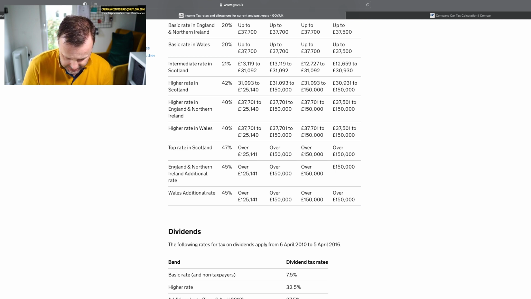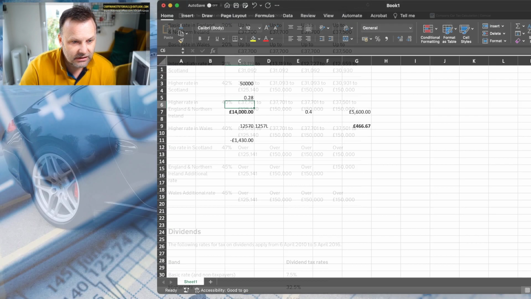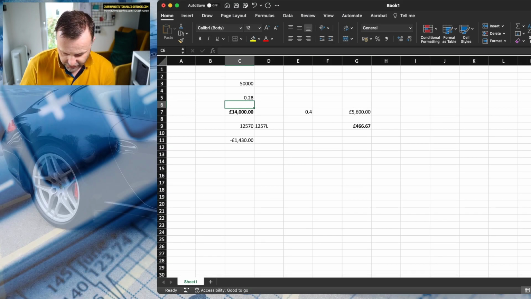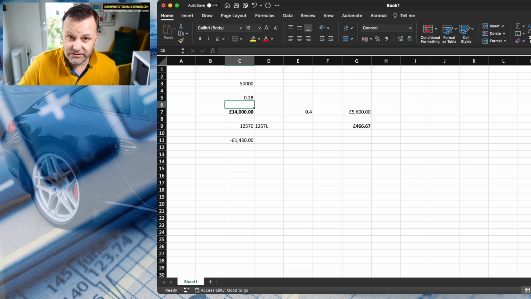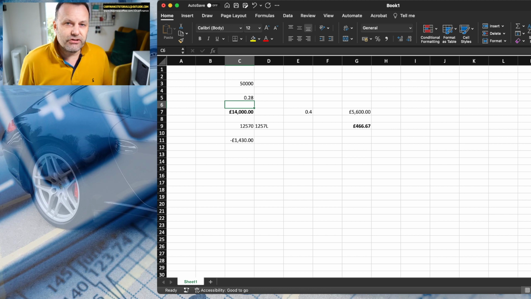let's just work this out. I could do it on the spreadsheet, obviously. We'll do it here. So 37,700 less 1,430. So we are going to start paying 40% tax after earning £36,270, not £50,200 or whatever it currently is. So again, it's something else to bear in mind.